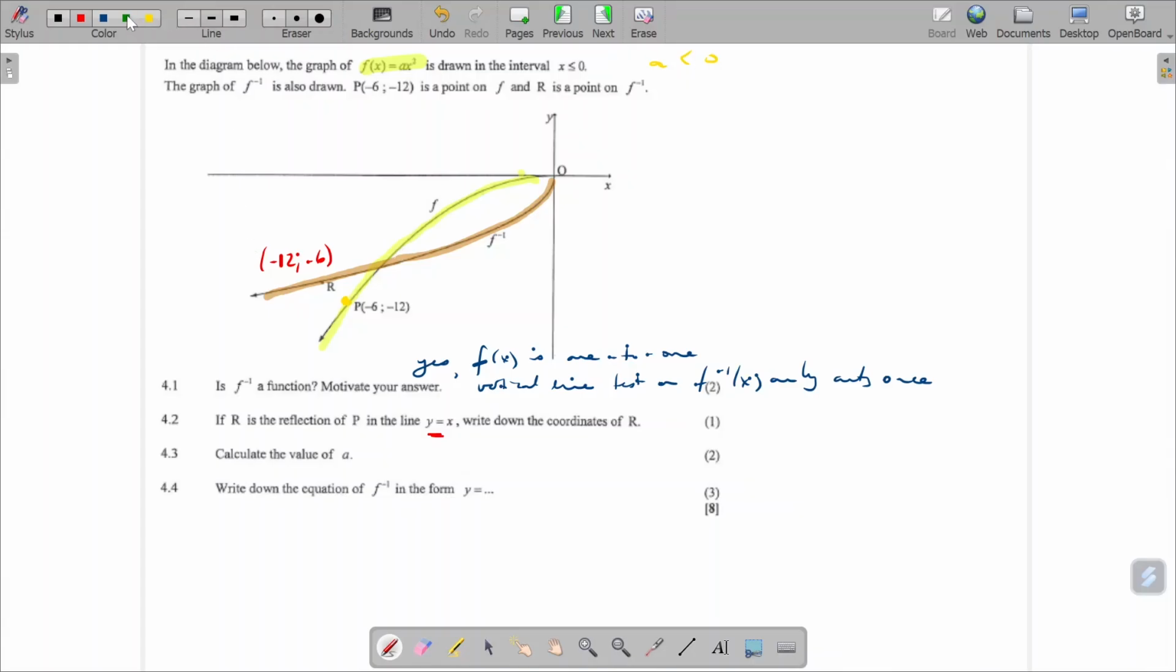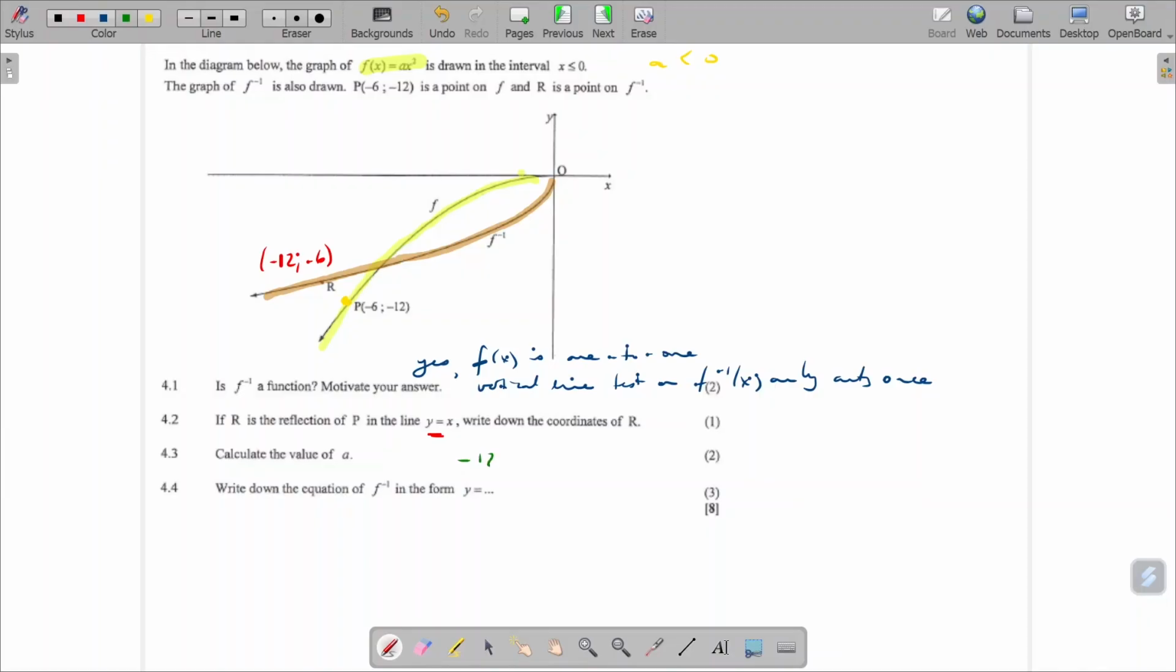Okay, 4.3, calculate the value of a. Well, all we're going to do is substitute in. So minus 12 equals a times minus 6 squared. So what are we getting from this? Minus 12 equals a times 36. So minus a third equals a. Not a problem. Write down the equation of f to the minus 1.